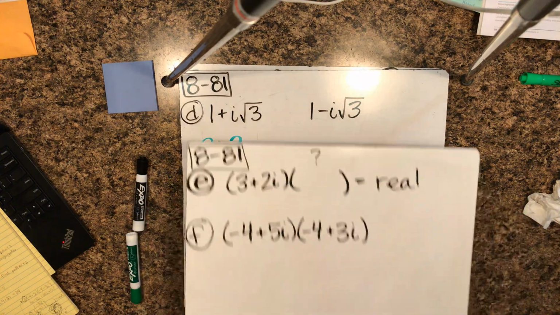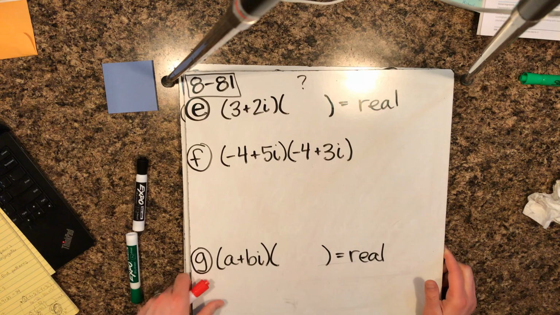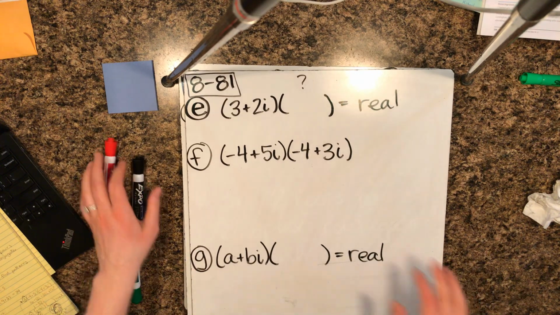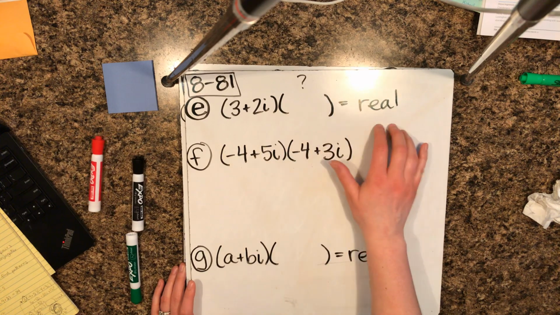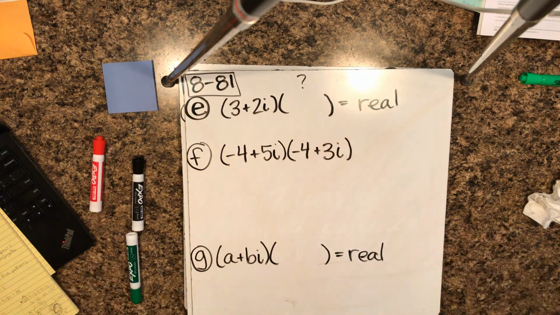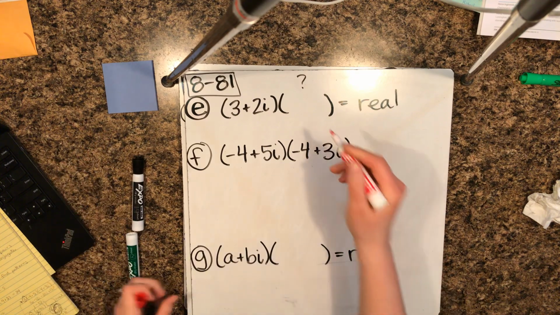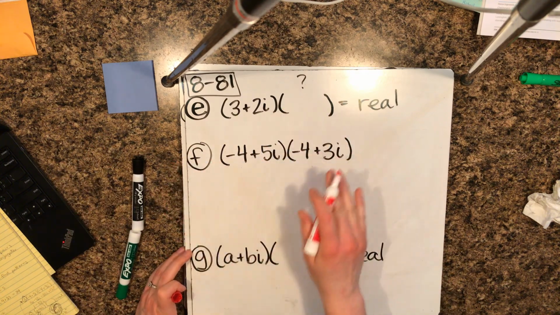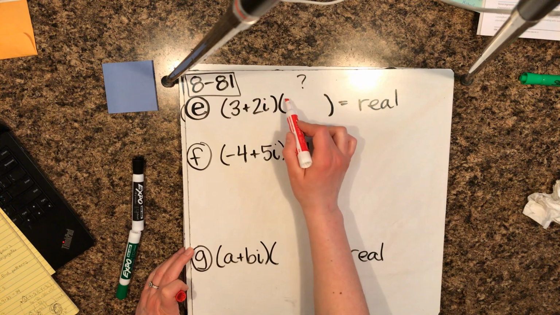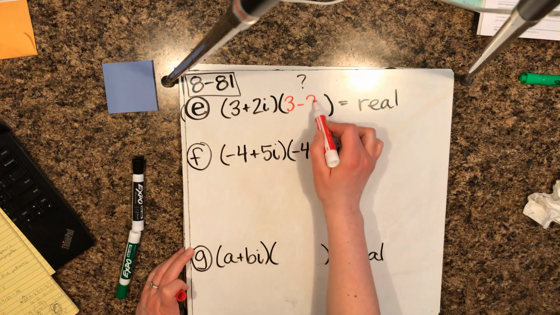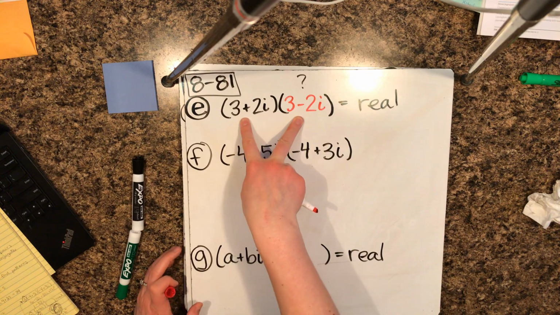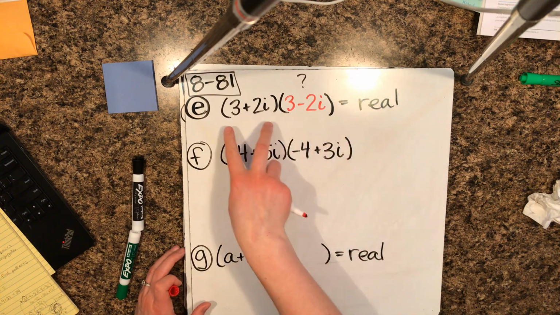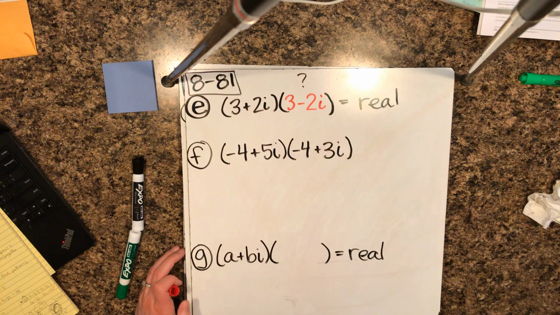In part E of this question, it says, okay, you've done these enough that now you should be able to look at this and say 3 plus 2i times what will give you a real solution? What makes the imaginary parts just disappear? And hopefully you have noticed that all of those examples in A, B, C, and D were complex conjugates of each other. They were exactly the same except for that middle sign. So in order to get a real number, you have to use complex conjugates.